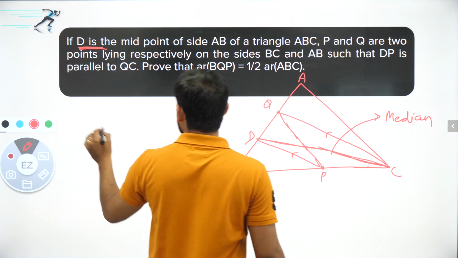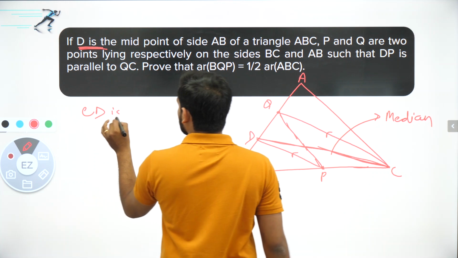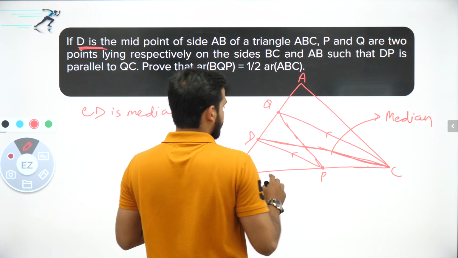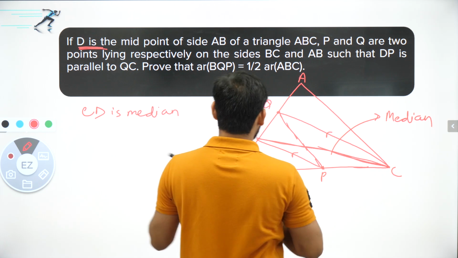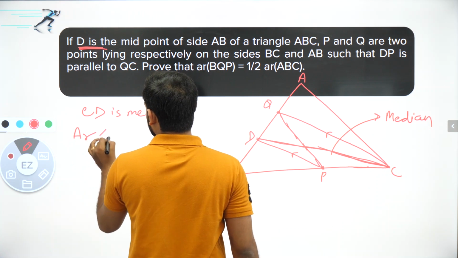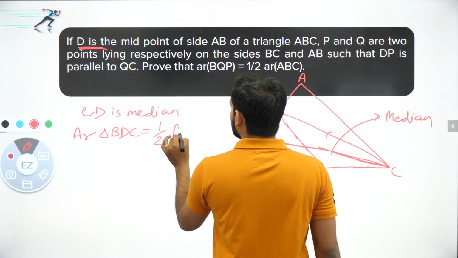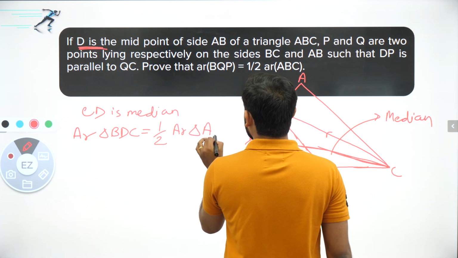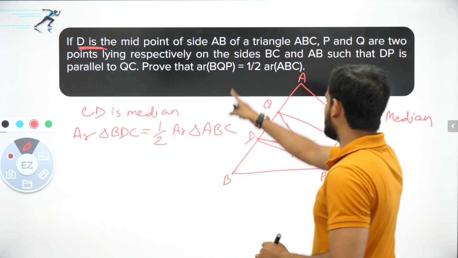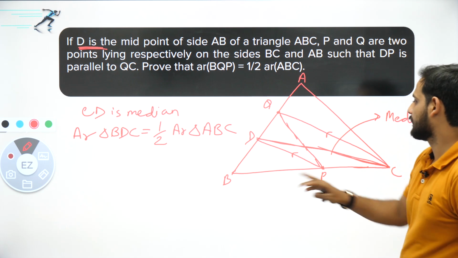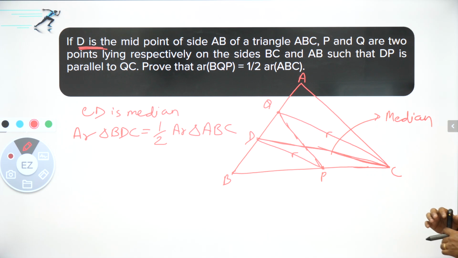So if CD is median, I can say the area of triangle BDC will be half of the area of triangle ABC. But in place of BDC, what do you want? You want BQP.